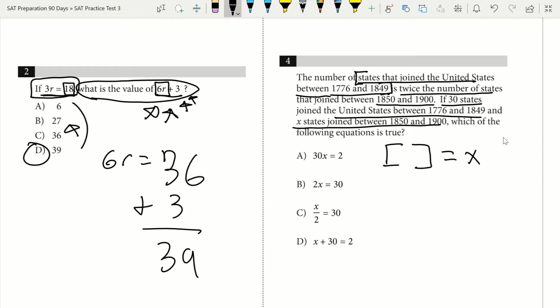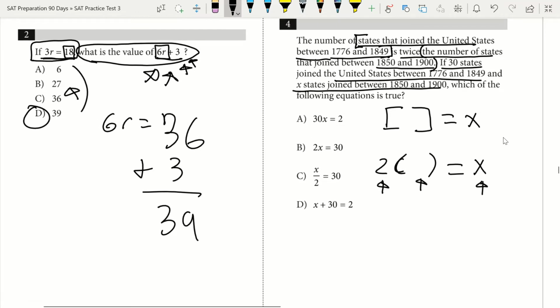All right, so we're told that that's twice the number of states that joined between 1850 and 1900. Well, if that's twice the number that joined between 1850 and 1900, I'll use parentheses for the number of states that joined between 1850 and 1900. And we know that then must be parentheses times 2 is equal to X, right? Because the number of states that joined between 1776 and 1849, which is X, is 2 times the number that joined between 1850 and 1900, which is these parentheses here. All right, so that's what I'll use there.